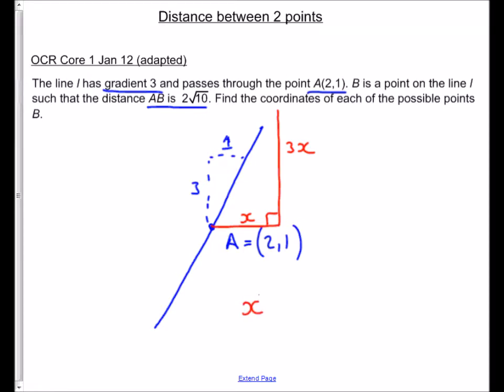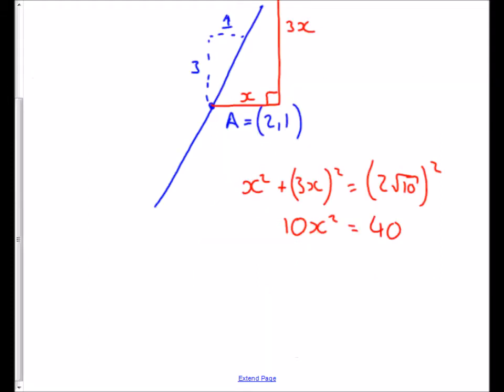I'm going to say x squared plus 3x all squared is equal to 2 root 10 squared. So this is x squared plus 9x squared. It's really important that you remember to square the 3. Well, that gives me 10x squared. And on the right-hand side, I get 2 squared is 4 times root 10 squared. Well, root 10 squared is 10, so this is 40. And then I can see straight away that x squared is equal to 4. So x equals plus or minus 2.